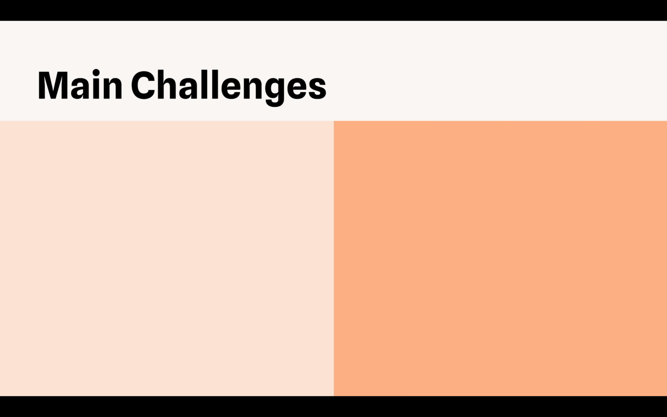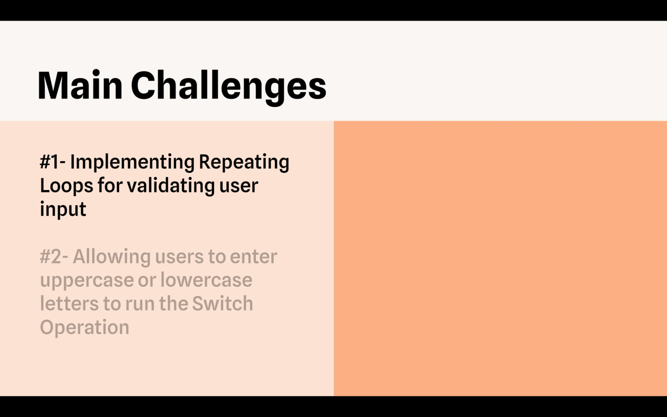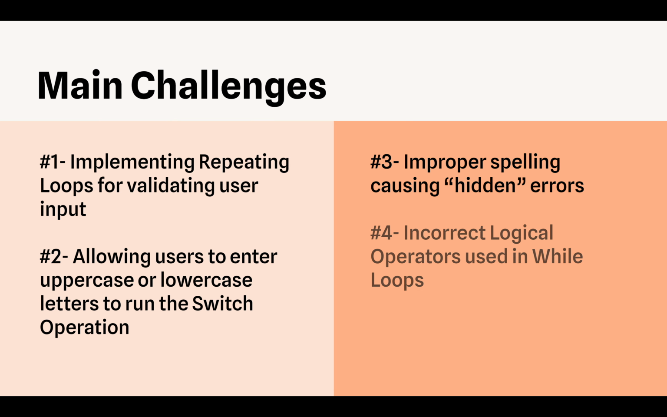Over the course of implementing the pseudocode that I made into my final script and creating the final program, there were four main challenges that I faced. The first one was implementing repeating loops for validating different kinds of user input. The second one was allowing users to enter upper or lowercase letters to run switch operations. The third challenge was improper spelling that I had throughout my script that caused hidden errors. And the fourth challenge was incorrect logical operators being used in while loops.